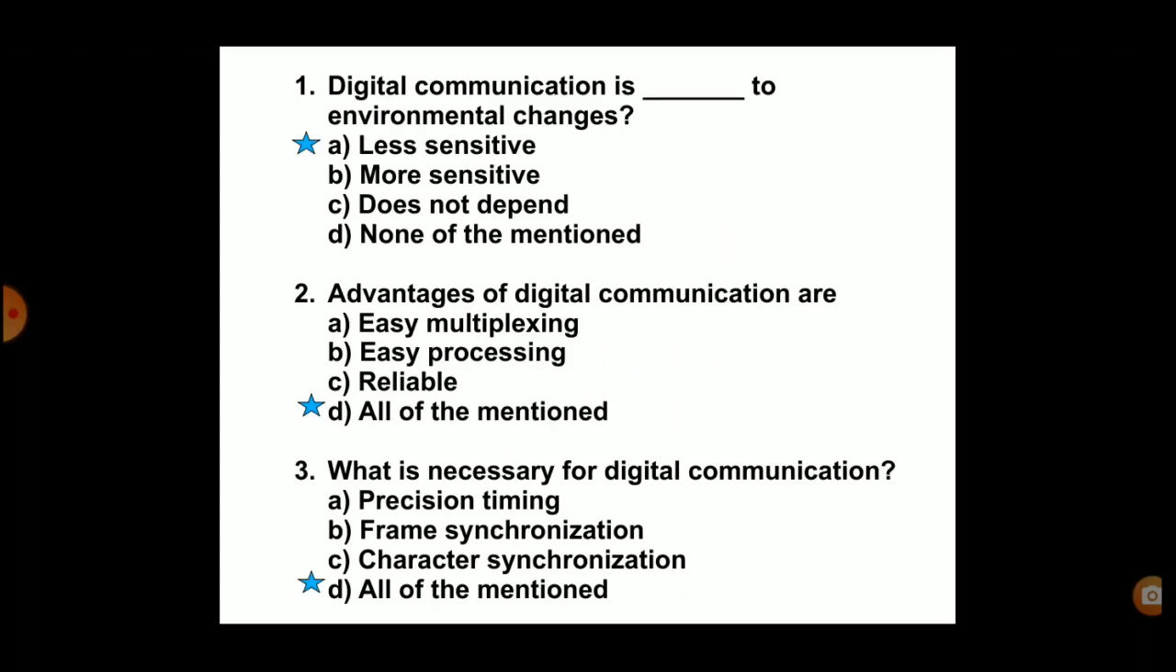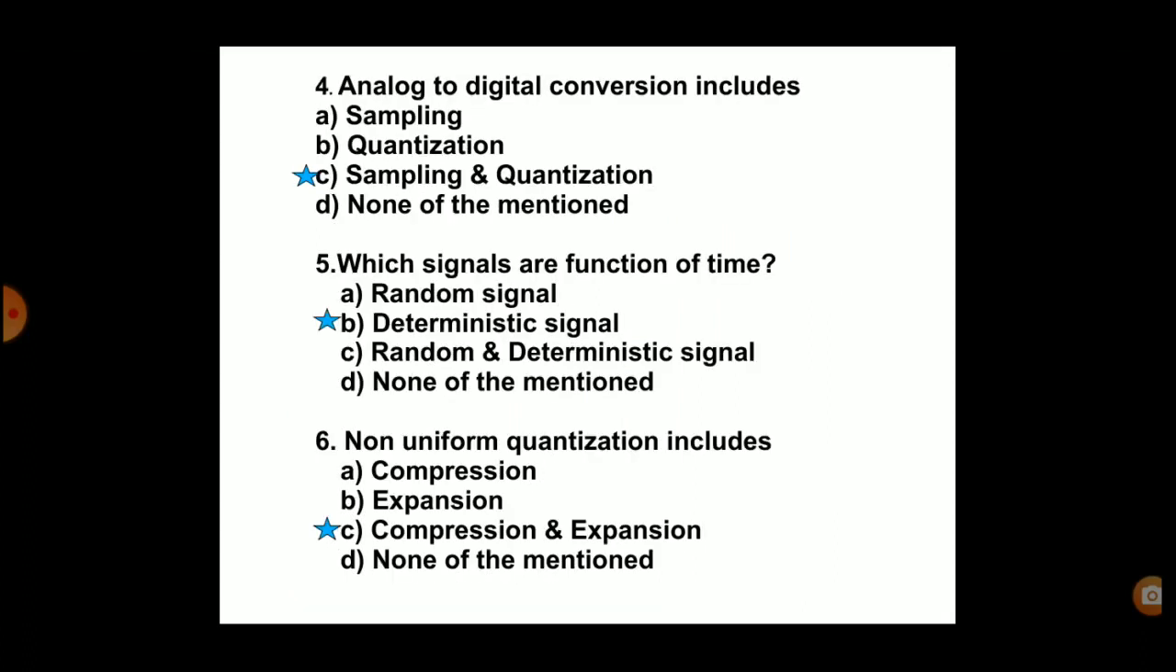Third question: what is necessary for digital communication? Options are precise timing, frame synchronization, character synchronization, D. All of the mentioned. Correct answer is D. All of the mentioned. Next question. Analog to digital conversion includes, options are sampling and quantization, none of the mentioned. Correct answer is sampling and quantization.